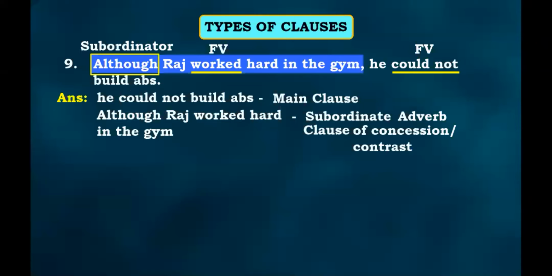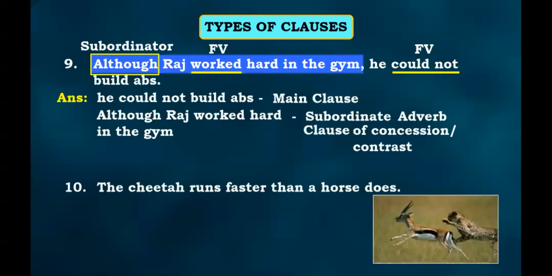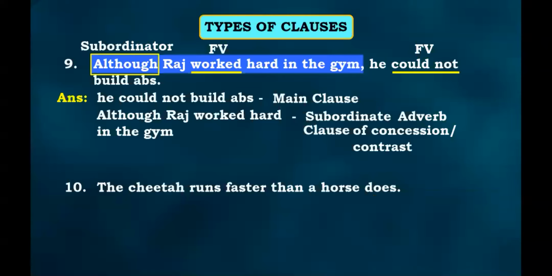Okay, let's see the next one. The cheetah runs faster than a horse does. Come on, pick out the two finite verbs. Very good. Runs and does. Faster nahi aayega. Runs and does. Correct? Okay, come on. Pick out the subordinator.